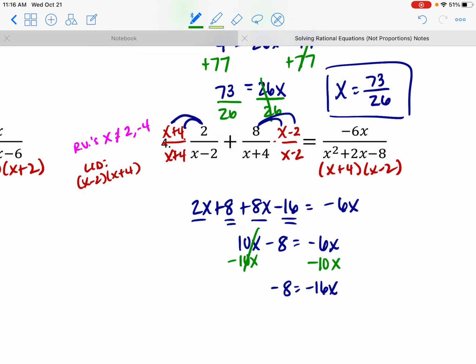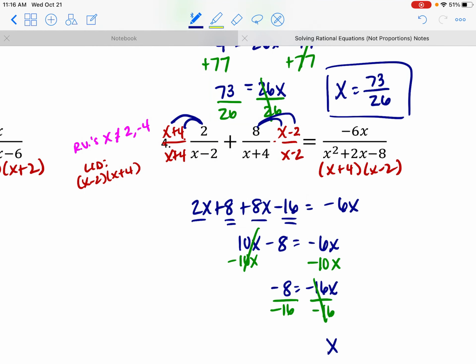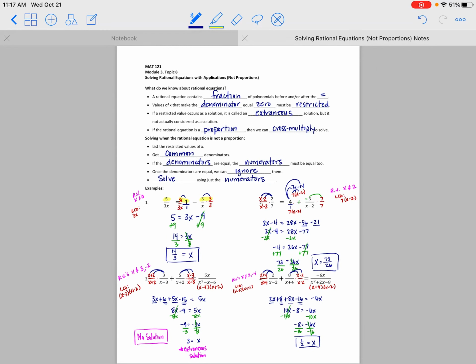And then one last step, if I divide that negative 16 over to get x by itself, then that doesn't divide, but it does reduce to a negative. Negative makes a positive. 8 over 16 is a half. And that is not a restriction, so 1/2 is going to be a valid solution. Okay? So there it is.